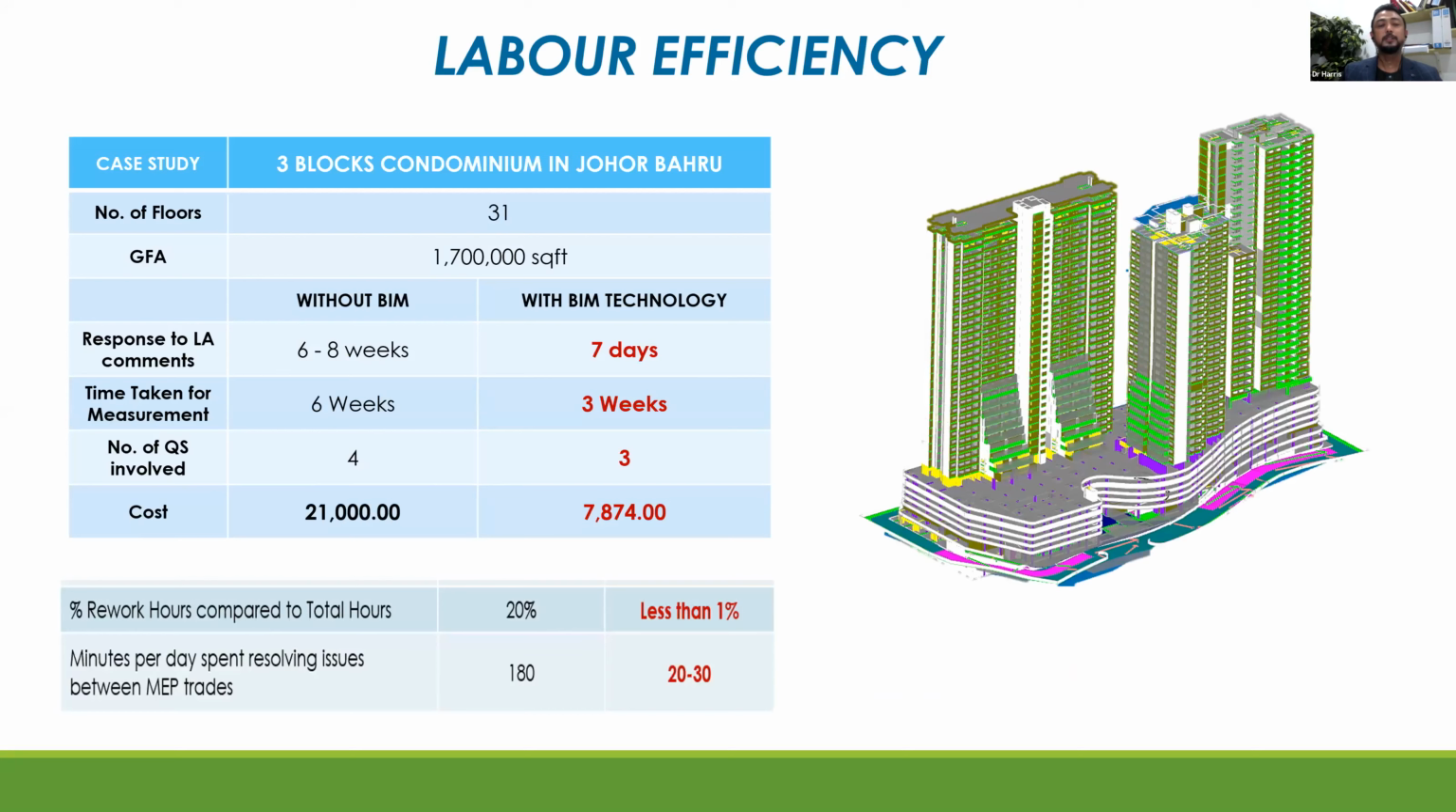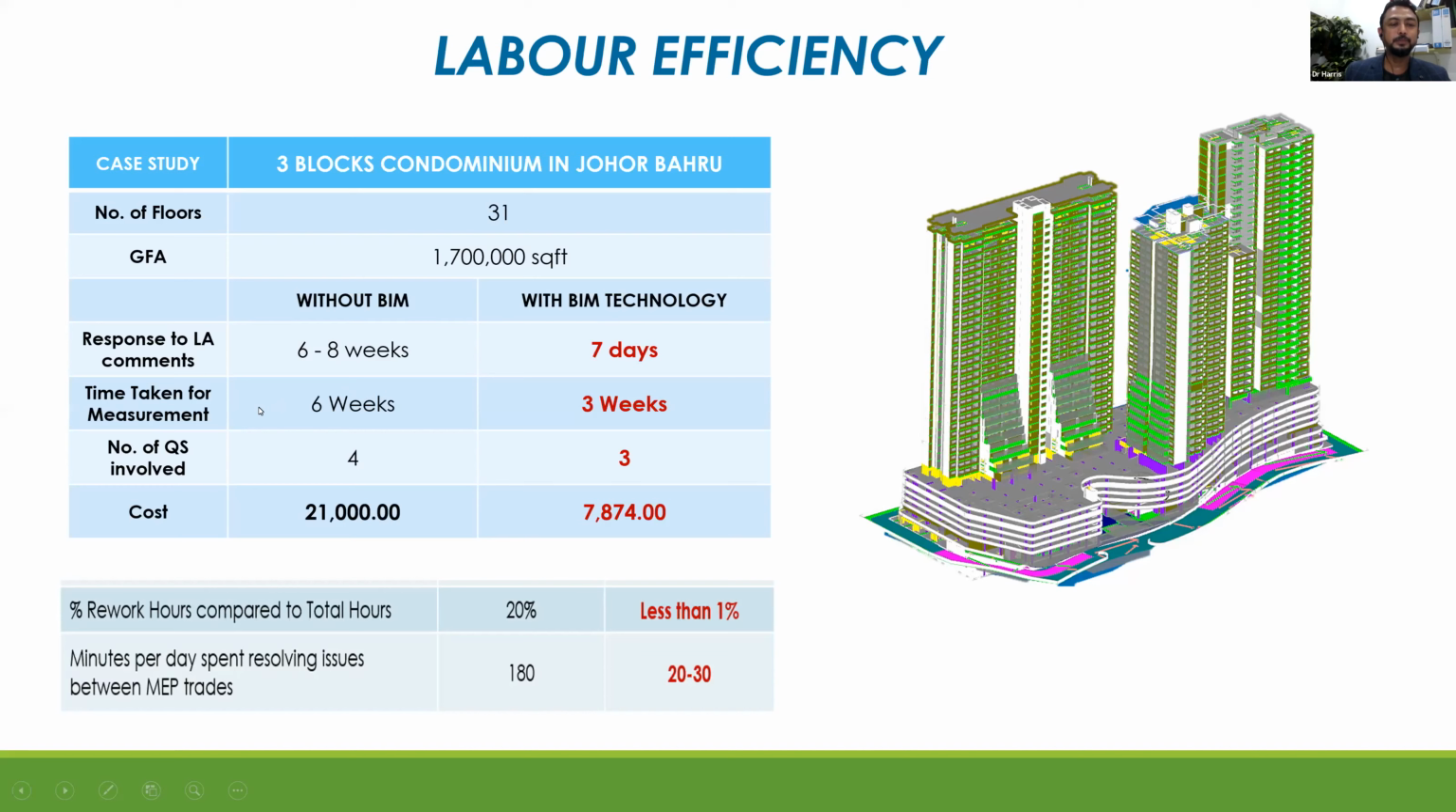And based on our experience in terms of labor efficiency, refer to this project, 31 floors in Johor Bahru. We compare between without BIM, similar project, 30 floors, and with BIM technology, we got the efficiency of 7 days. Without BIM, similar project, 6 to 8 weeks for response to local authority comment, and with BIM only 7 days. You see how much improvement when we use correct BIM.